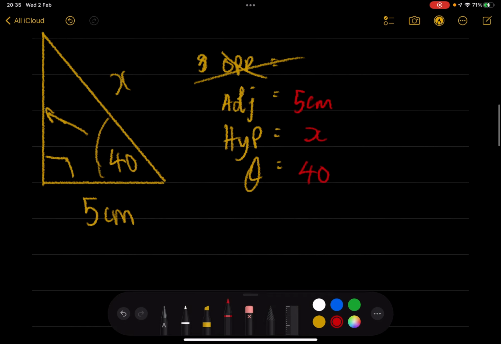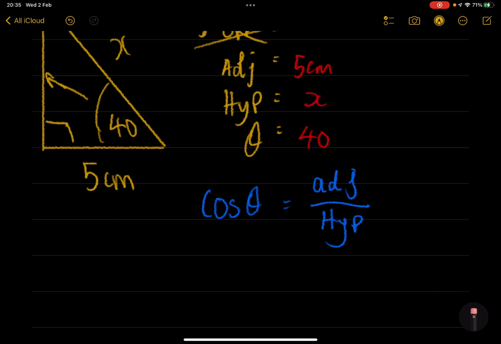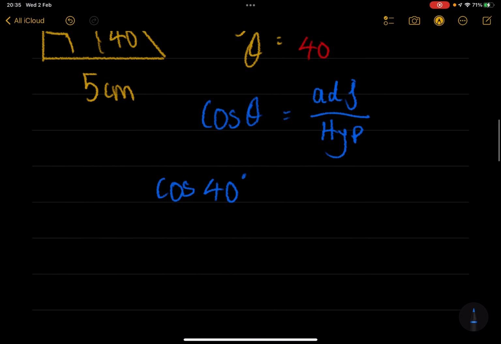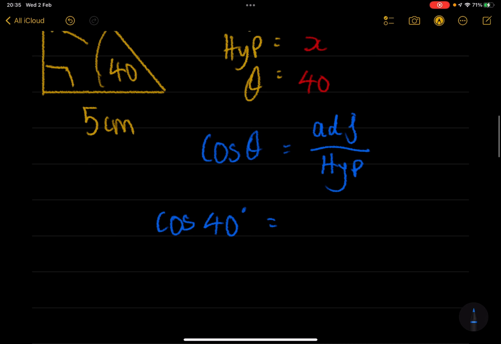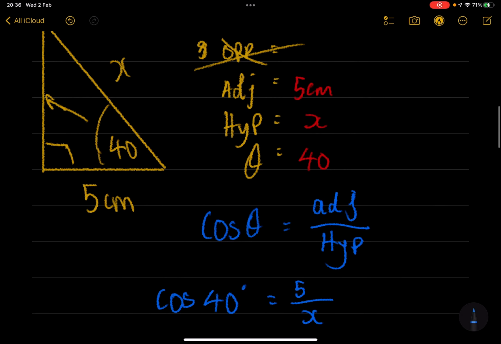So the way we get our first method mark is we have got to be saying cos of the angle equals the adjacent, the adj, divided by the hypotenuse. And if you actually put your numbers in this time, cos of 40 equals the adjacent, which we said was 5, so this is 5 divided by x. Can you see? Your adjacent is the 5 and your hypotenuse is the x.